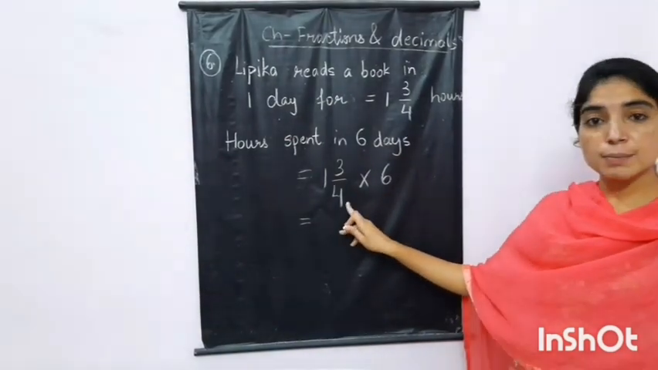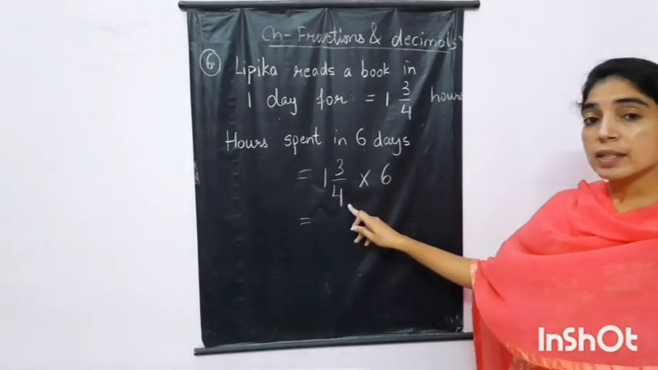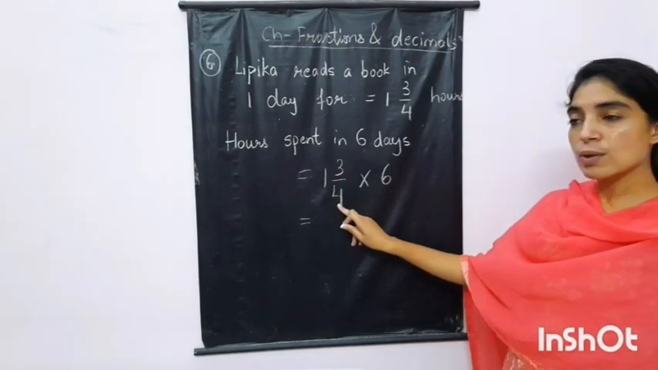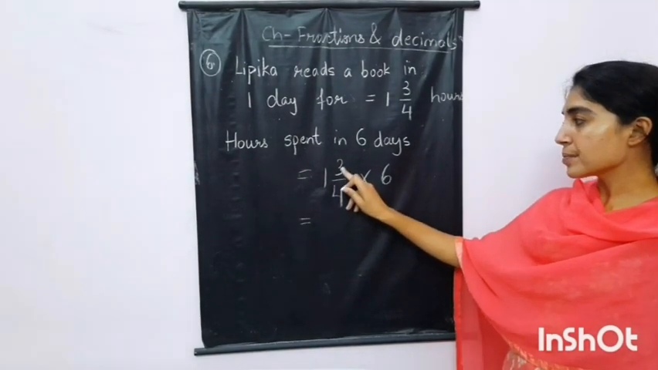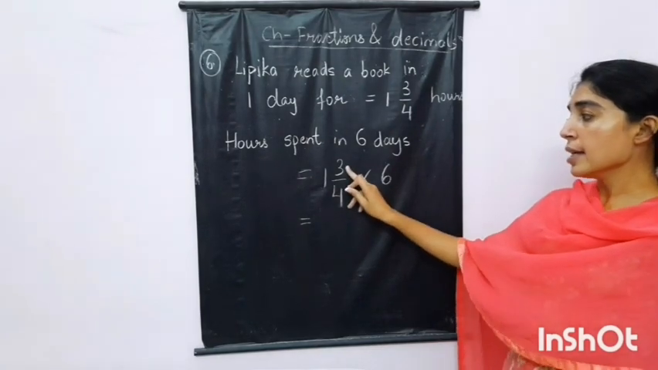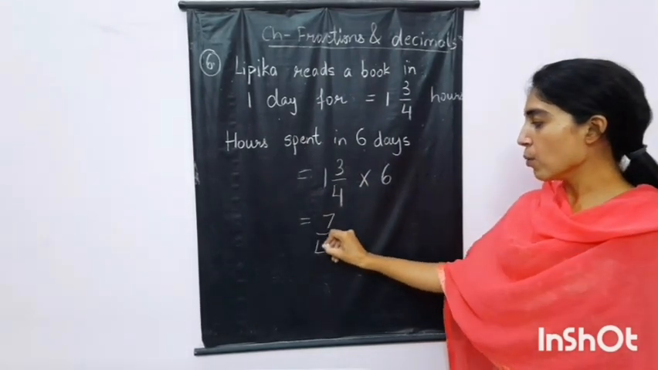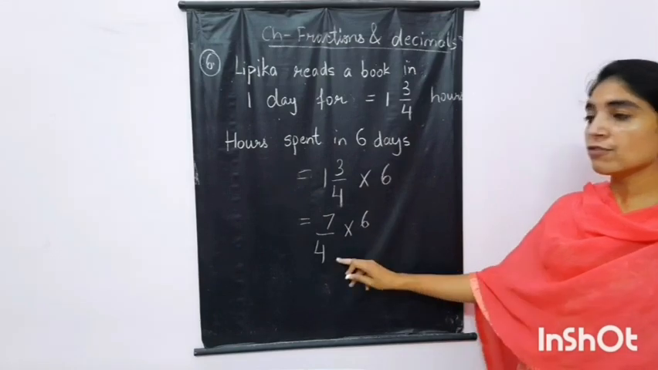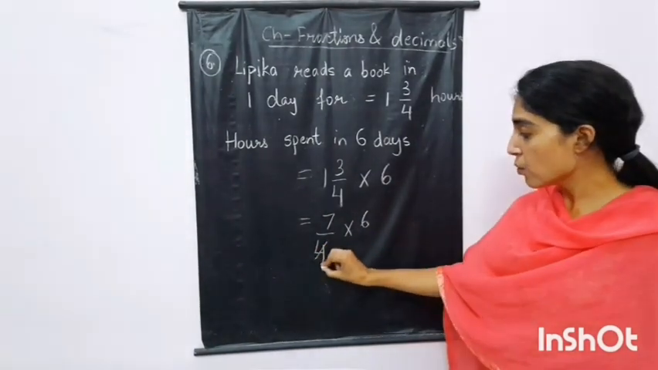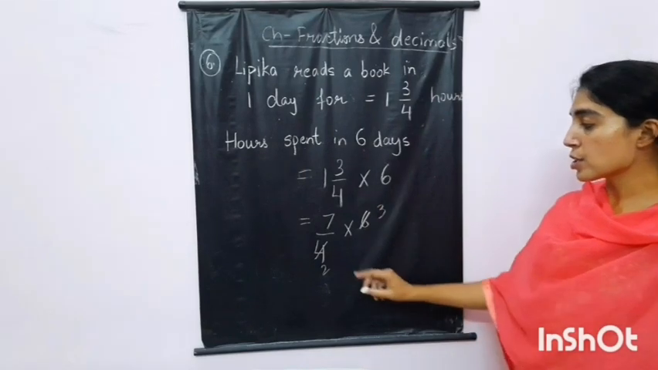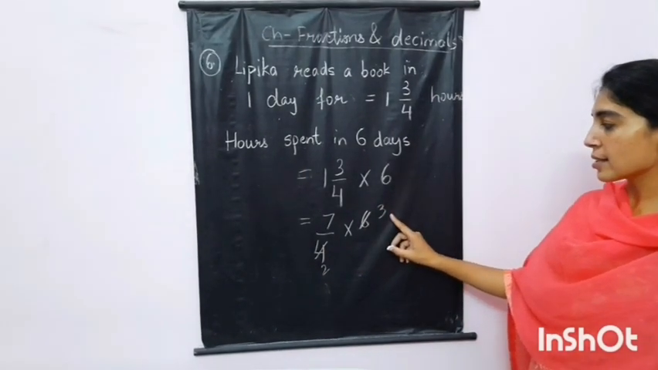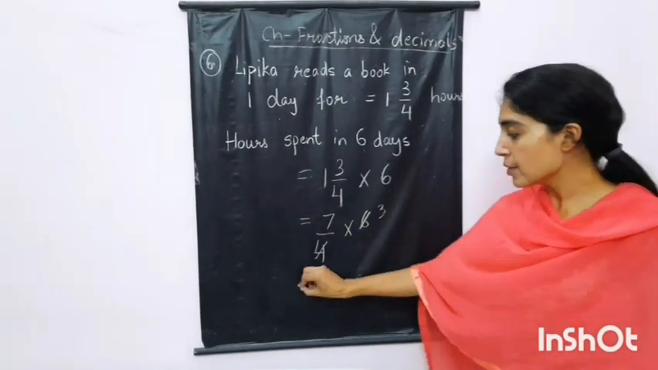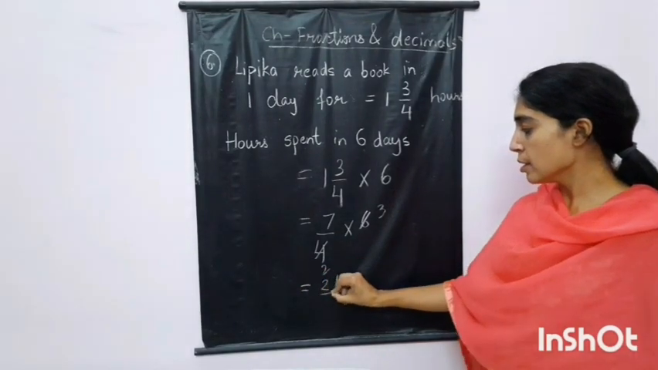First of all, this is a mixed fraction. We will convert it into an improper fraction. How? We will multiply these two numbers: 1 4s are 4, and add the top number. 1 4s are 4 plus 3 is 7 by 4 into, we will write 6. Now here we need to see if we can cancel any numbers. Yes, 4 and 6 can cancel on the 2's table. 2 2s are 4, 2 3s are 6. Now no more cancellation is possible. Let's just multiply 7 with 3. 7 3s are 21 upon 2.